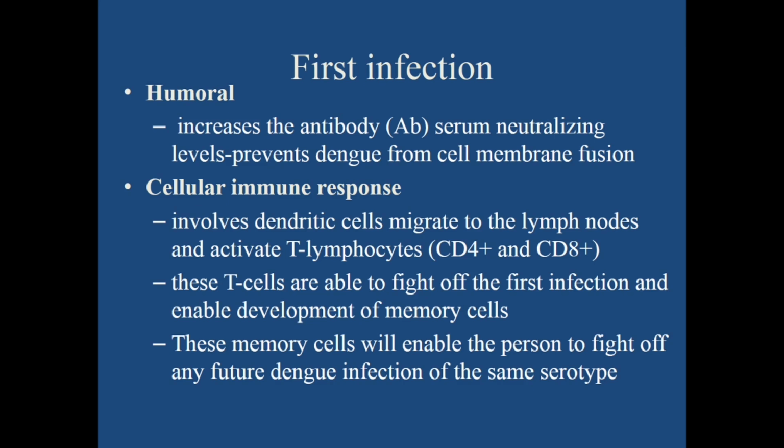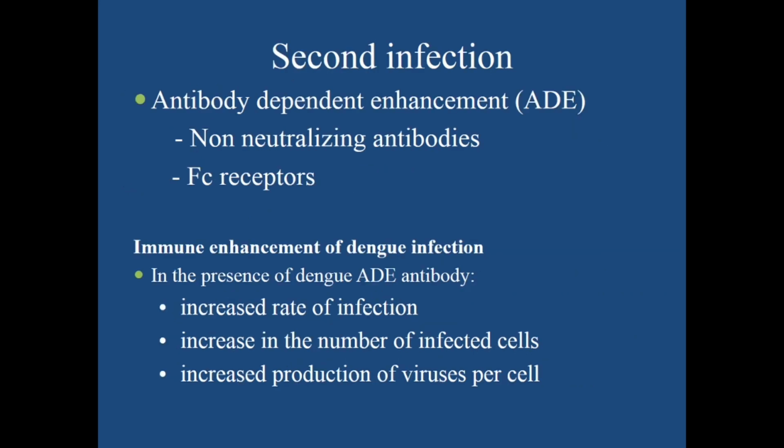I'll tell you again, the first infection will ensure that both the humoral and cellular immune responses will be in place to protect the particular person. In the humoral response, there will be production of neutralizing antibodies, but these neutralizing antibodies will be able to neutralize only the virus of that particular serotype, but not the other serotypes. So what happens in the second infection?